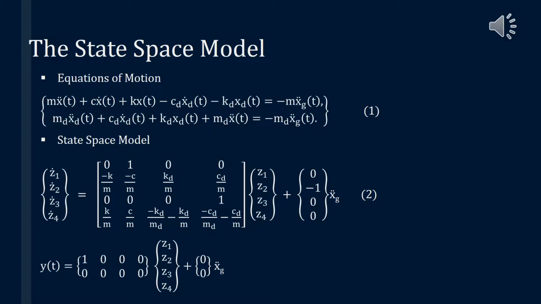After going through the free body diagrams of our system, we obtained the two equations of motion as seen in equation 1. We then continued to develop the state-space model of the system. The A, B, C, and D matrices of the state-space model can be seen in equation 2.